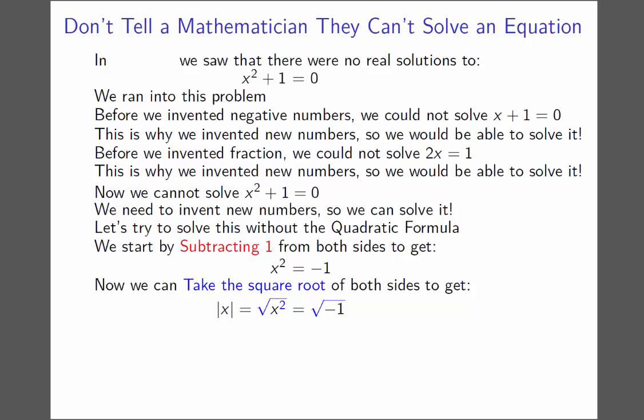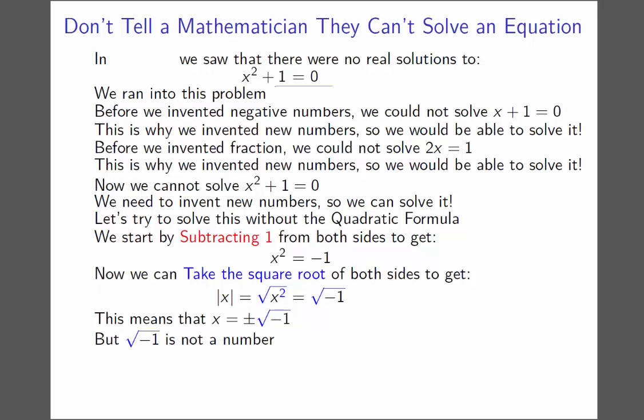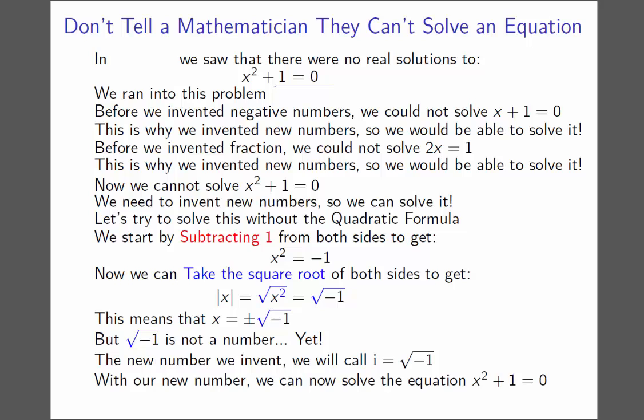And on the left, the square root of x squared is the absolute value of x. This means that x has to either be plus or minus the square root of negative 1. But the square root of negative 1 is not a number. That was the whole problem. Well, it's not a number yet. The new number we invent, we're going to call i, and we define it as the square root of negative 1. With this new number, we can now solve the equation x squared plus 1 equals 0. Its solutions are x equals plus or minus i, our new number.